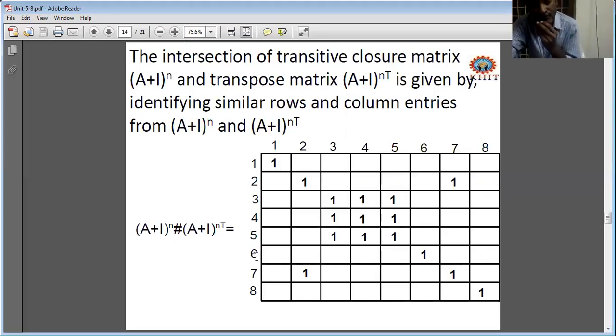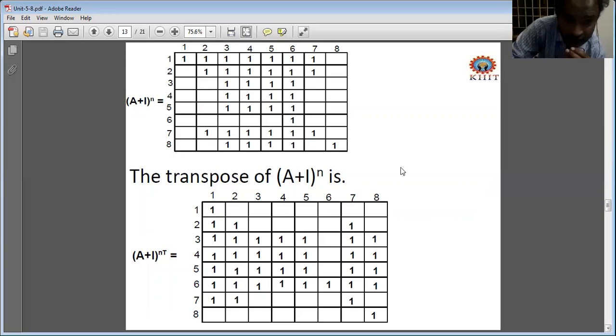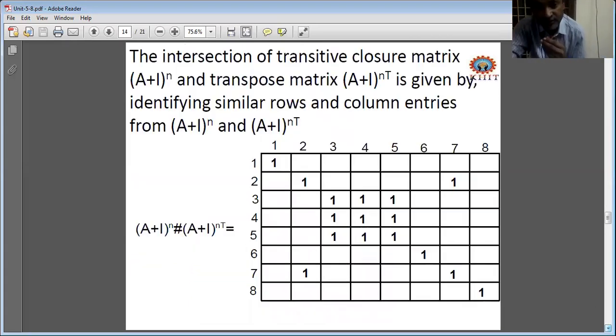Similarly from 4 you can entry. Similarly from 5 you can entry. Similarly from 6 to 6, 1 is there, you can entry. From 7, 7 to 2 it is there. 7 to 3 is not there, but 7 to 7 it is there. So 7 to 2 and 7 to 7 is there.